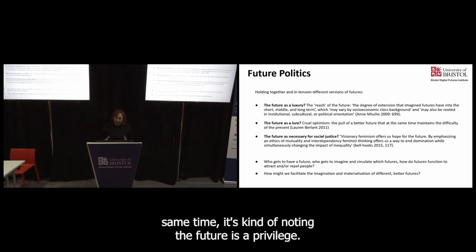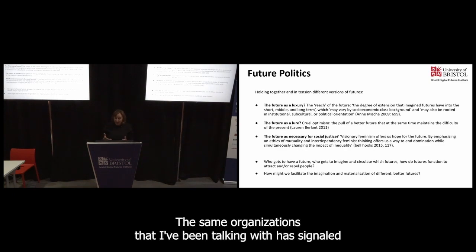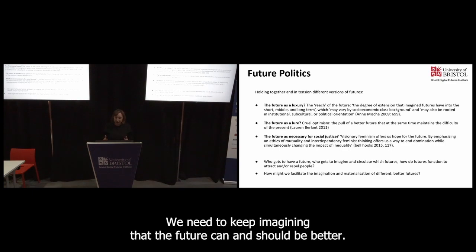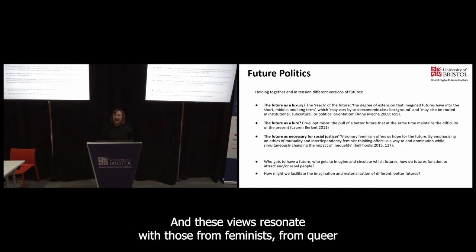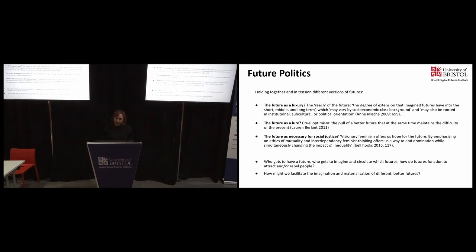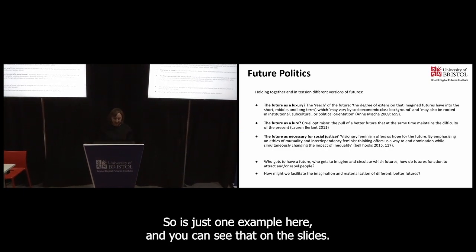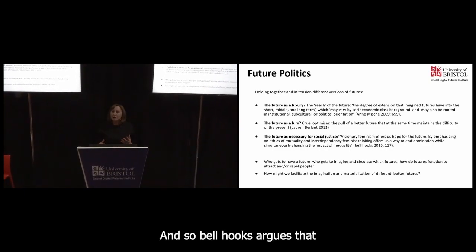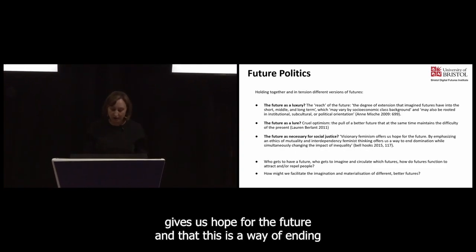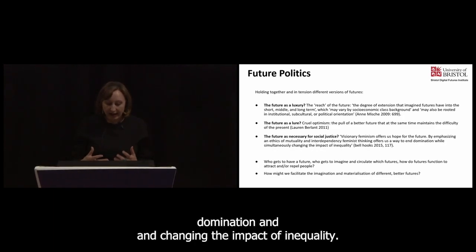So at the same time as noting the future as a privilege, the same organisations that I've been talking with have signalled how important the future is as something that needs investing in. We need to keep imagining that the future can and should be better. And these views resonate with those from feminists, from queer, from Black and anti-racist, and other kinds of minoritarian movements. As just one example here, and you can see that on the slides, Bell Hooks argues that the kind of feminism that she's interested in gives us hope for the future, and that this is a way of ending domination and changing the impact of inequality.